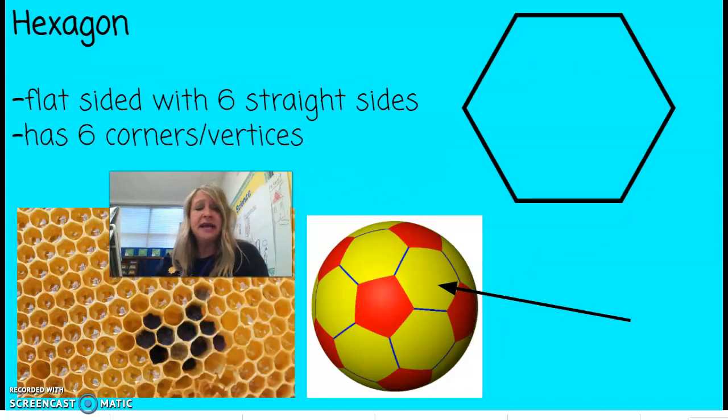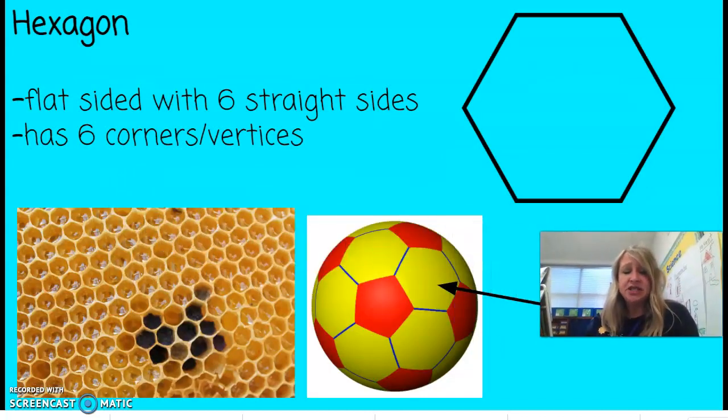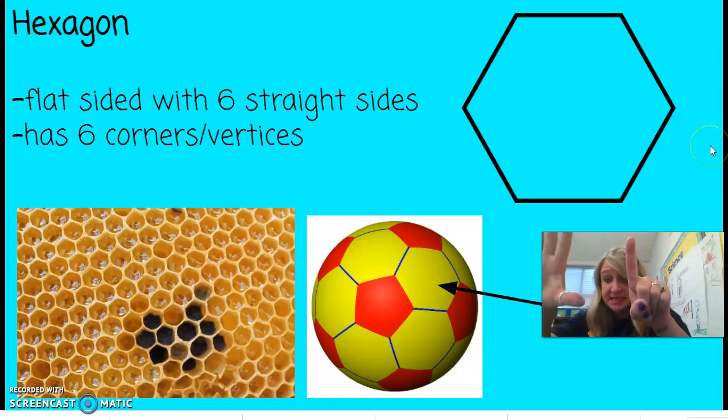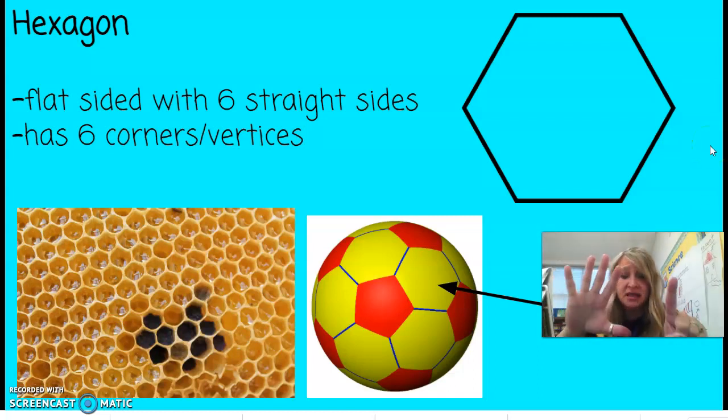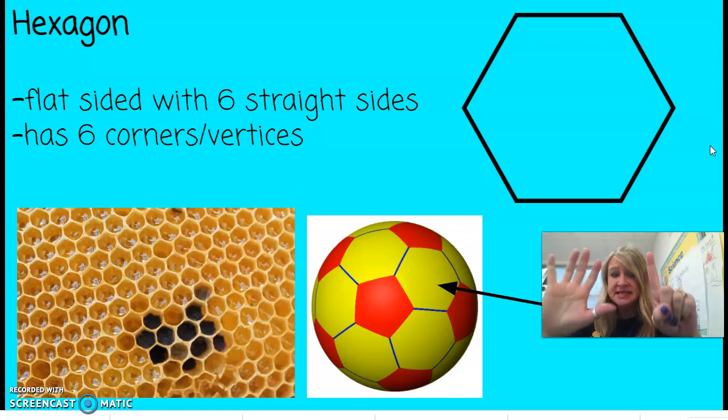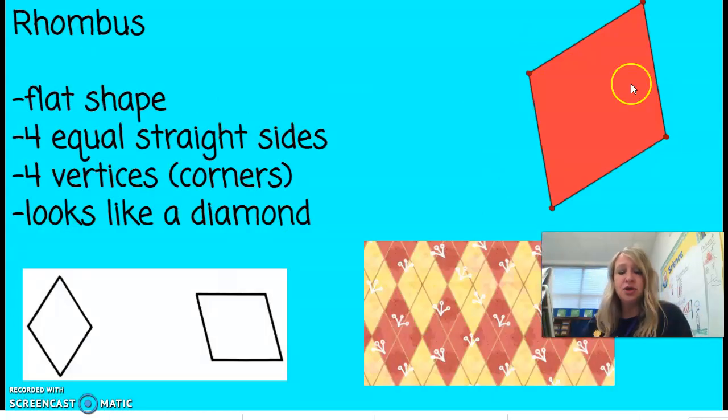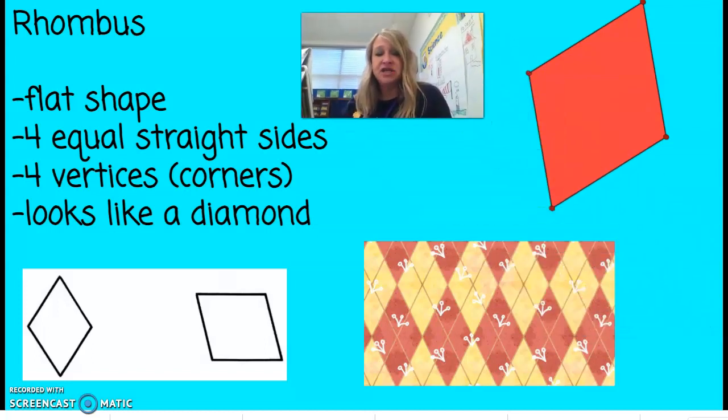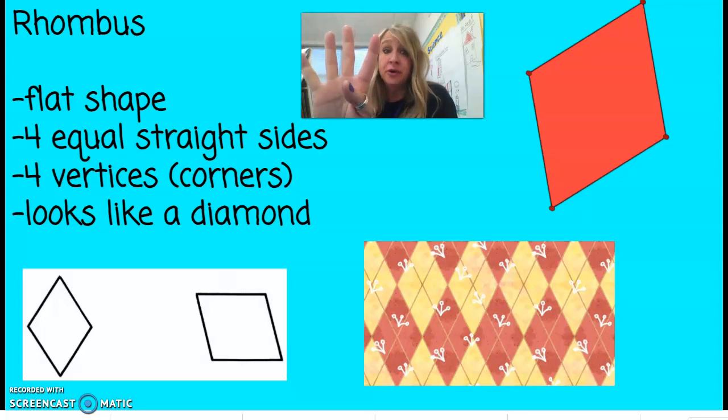You learned that a hexagon is a flat-sided shape with six straight lines and 6 vertices. You also learned that a rhombus is a flat shape with 4 straight sides and 4 vertices, and it looks kind of like a diamond.